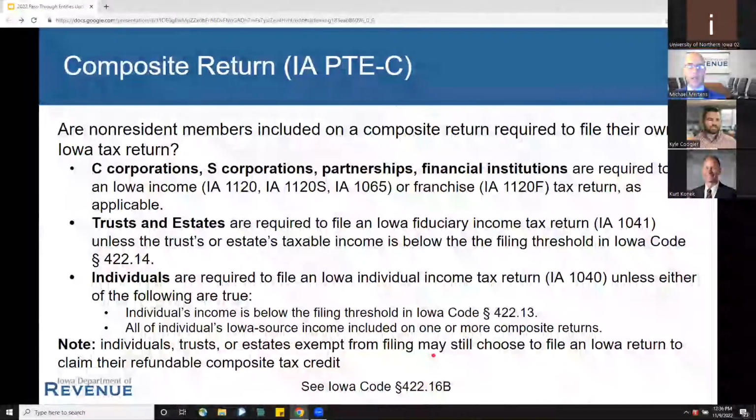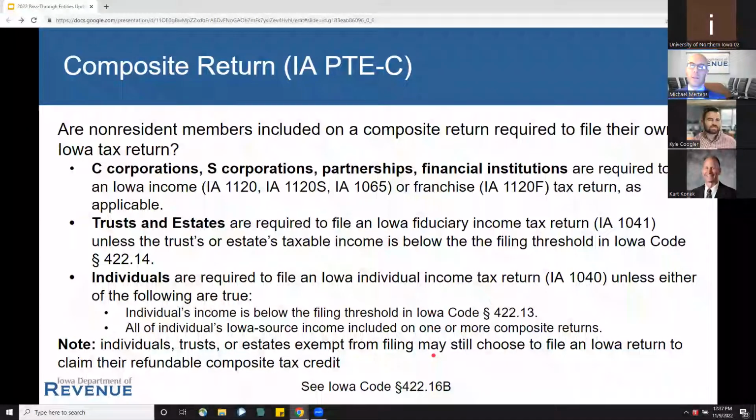Individuals are treated a little bit differently under the new composite return law. So individuals are required to file an Iowa income tax return unless either of the following are true. Number one, the individual's income is below the filing threshold in 422.13, or even if their income is above that filing threshold, if all of the individual's Iowa source income was included on one or more composite returns, then that non-resident member that is an individual will be exempt from filing an Iowa income tax return.